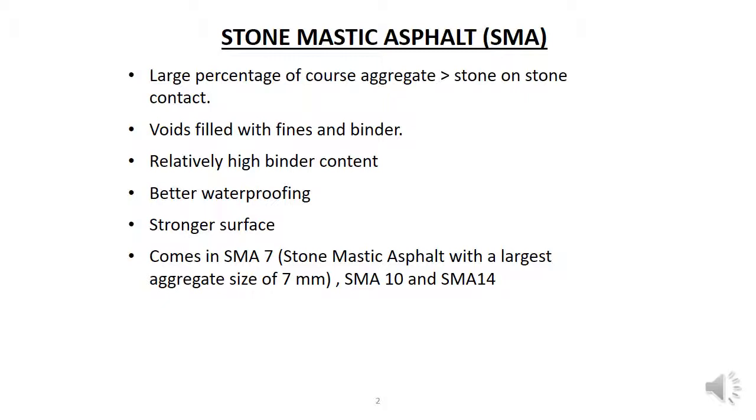The binder supports the coarse aggregate particles better than the fine aggregate. Therefore, an SMA has a higher proportion of binder and fines than other asphalts. This makes it much stronger than the densely graded asphaltic concretes. The fines and binder filling the voids make the surface impermeable and so provide a higher level of waterproofing.